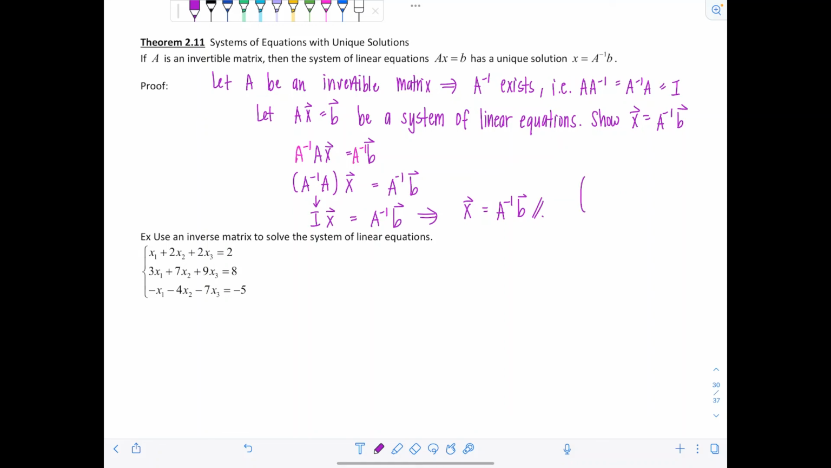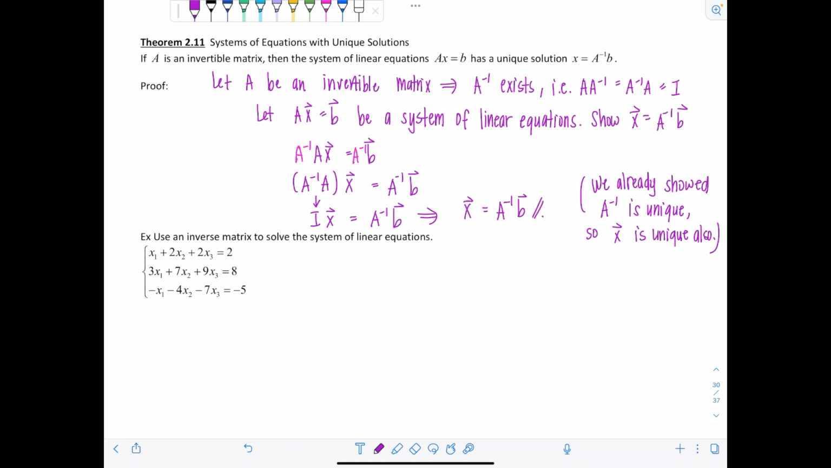If you want to write yourself a note, we already showed that A inverse is unique. That's a theorem. So that's established. So this solution is unique also. Okay? Very good. So now we're going to look at an example where we can solve a system of linear equations using an inverse matrix.